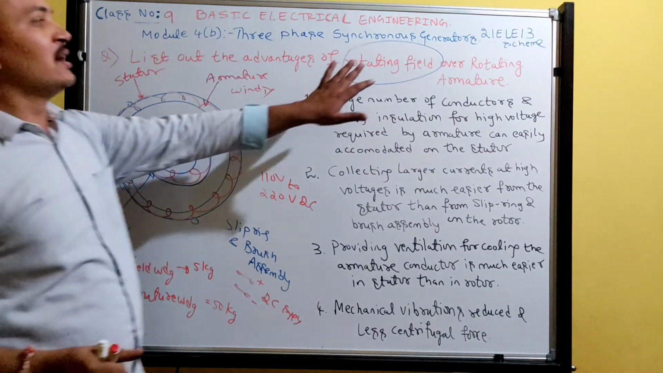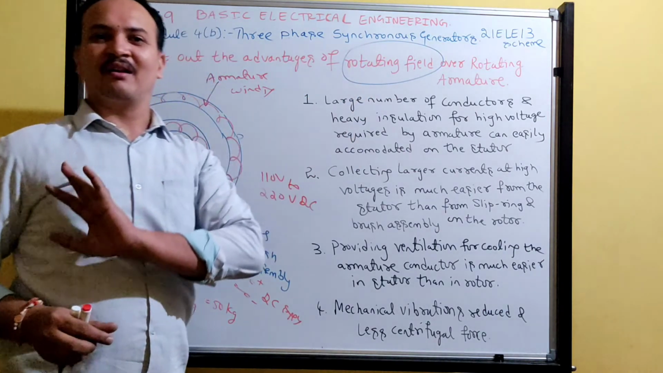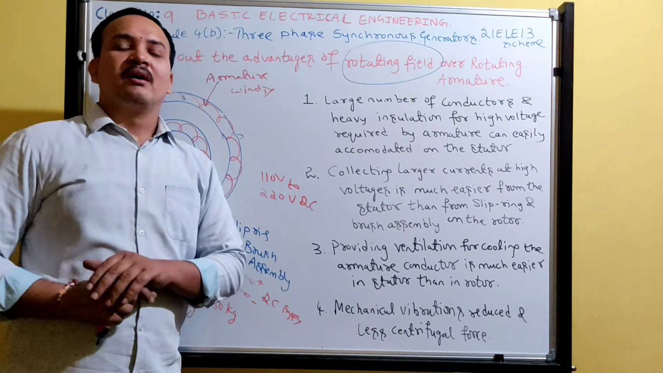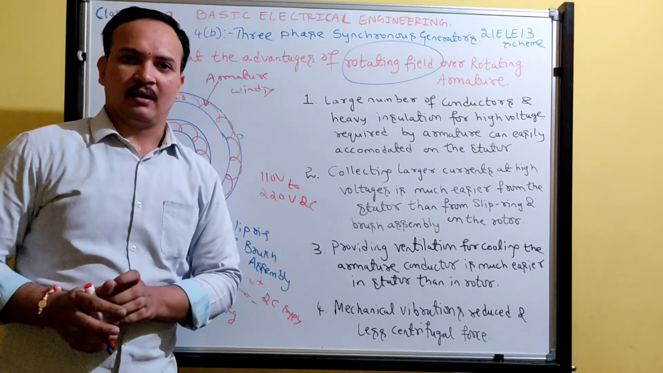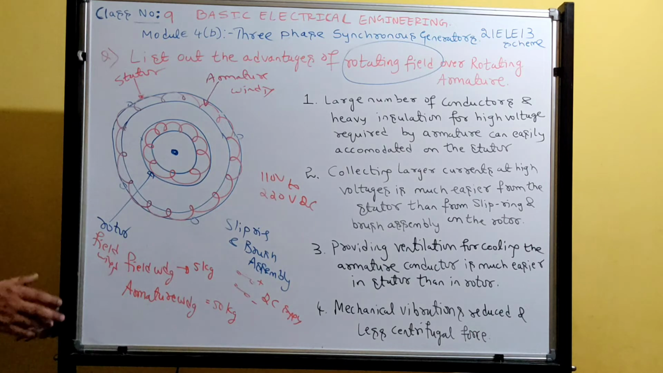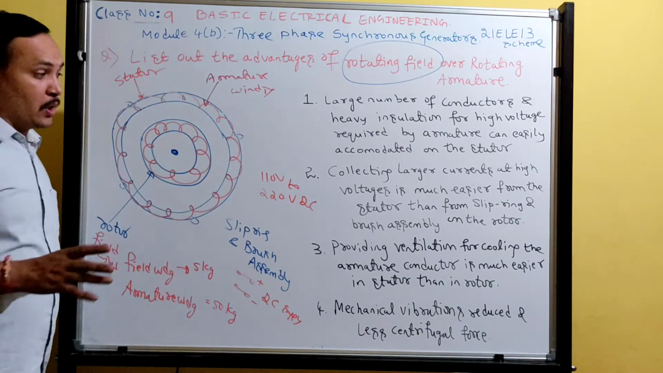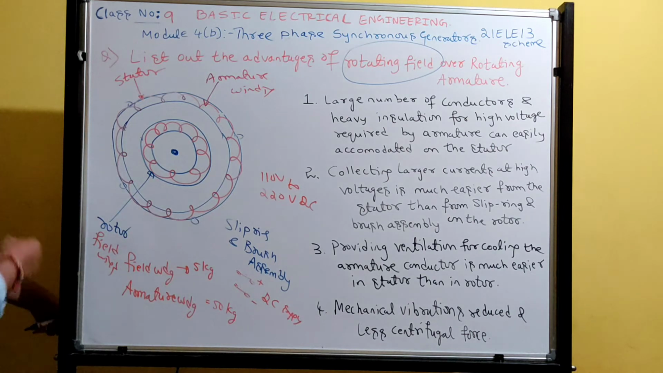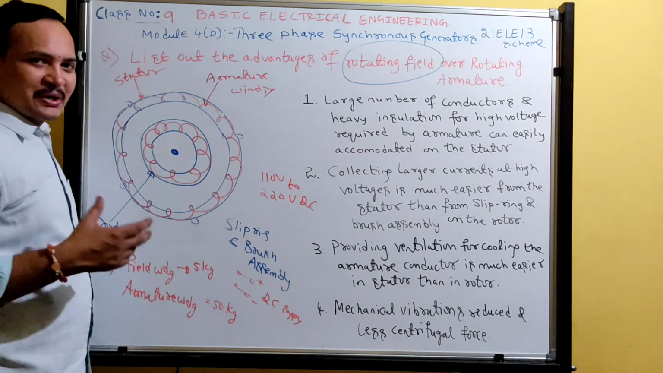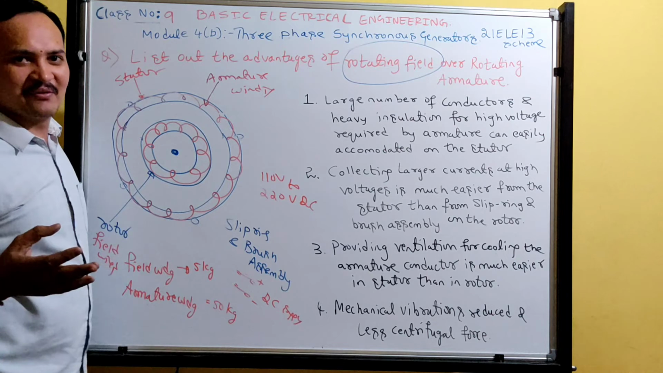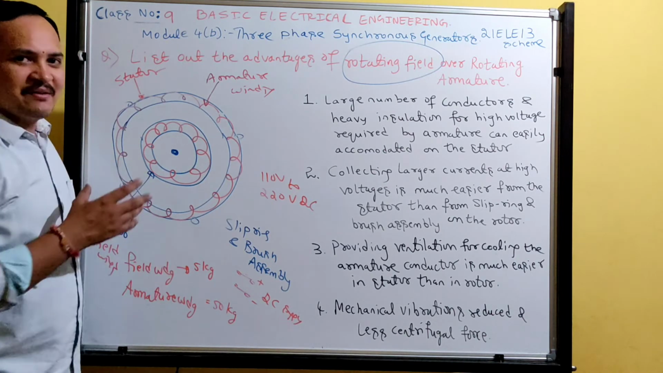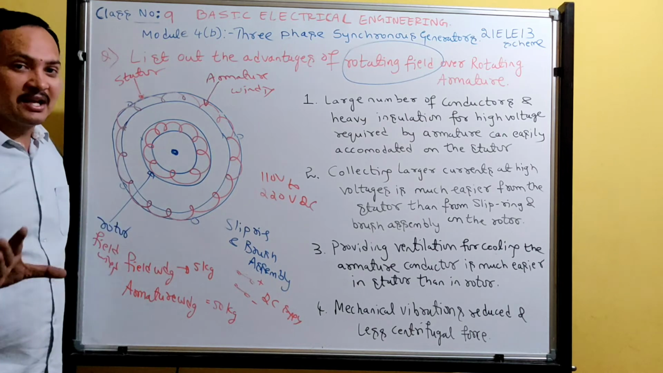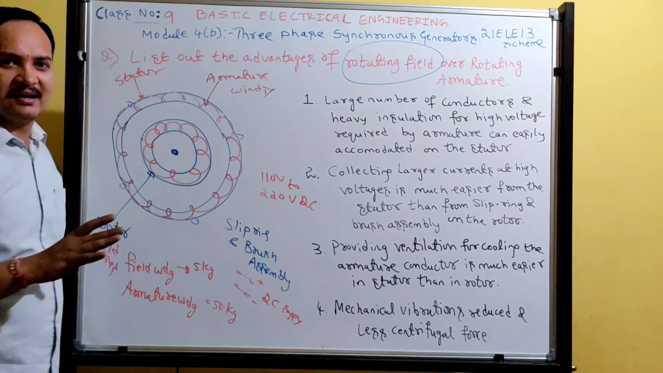Based on rotating field construction, we have two types of alternator. One is called the salient pole type alternator, another one is the non-salient pole type alternator. I hope, dear students, you got whatever I explained and you understood also. Okay, guys, in the next video we are going to learn a very important one, that is, derive the EMF equation of an alternator. That is the last theory topic in synchronous generator.